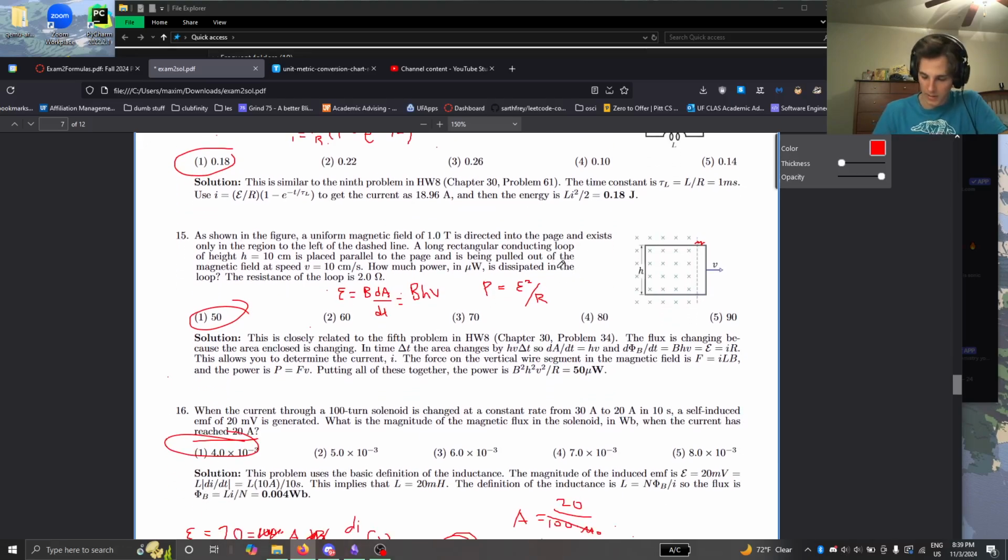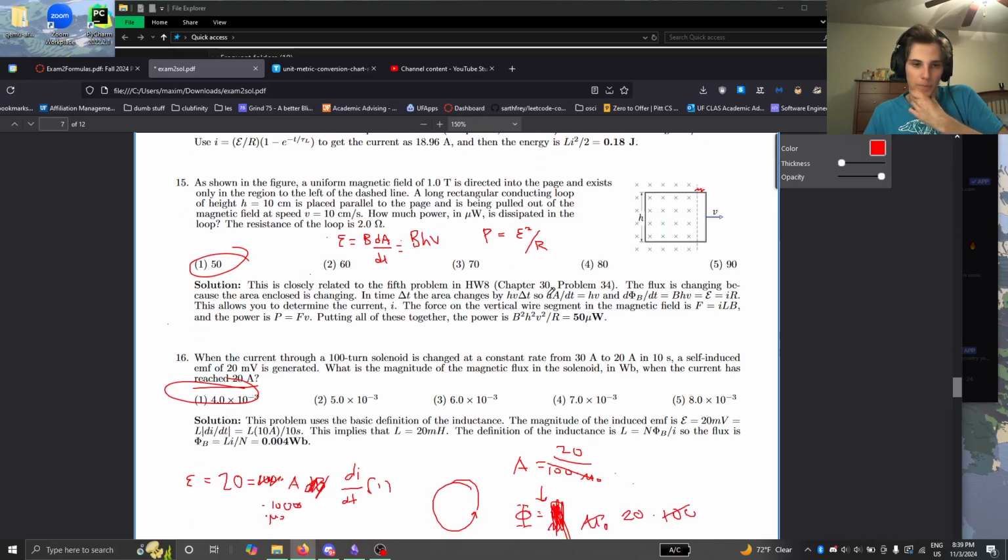This is another flux problem. The magnetic field is constant, but here the area inside of the field is changing, and the amount it's changing by is proportional to the length times the rate at which this piece is changing, which is the velocity, right? You have a velocity times the length leaving each second, so you'll end up getting BHV for your formula, and then you use that to calculate the power.